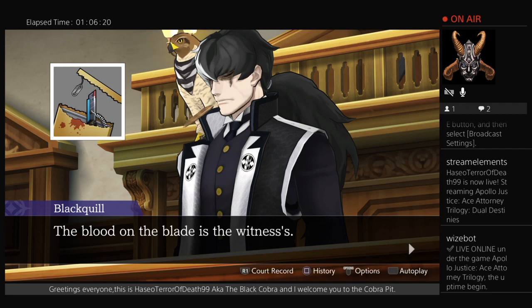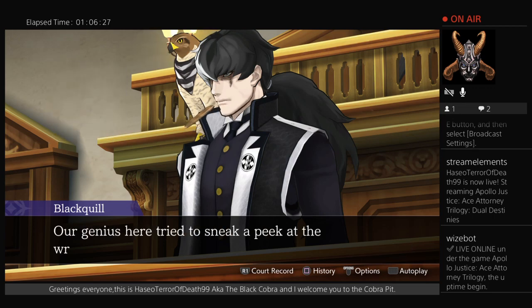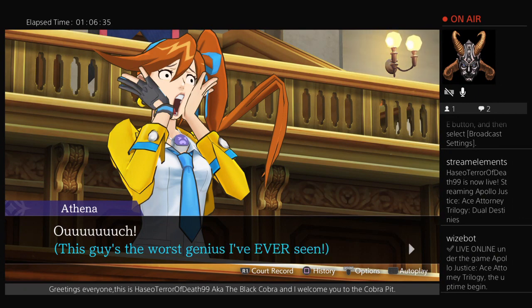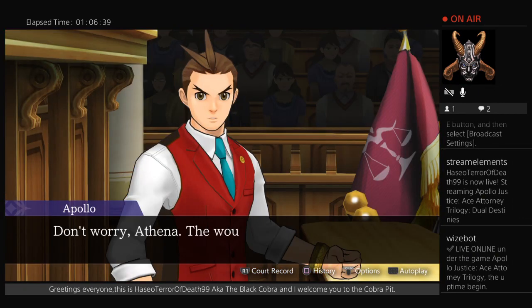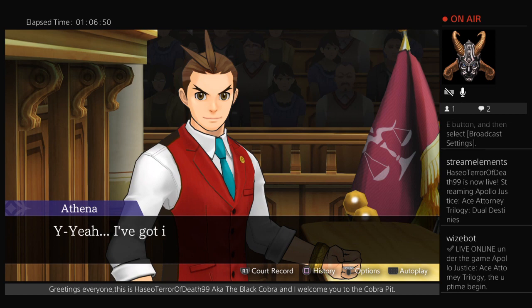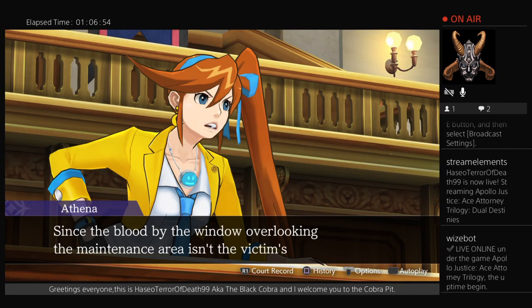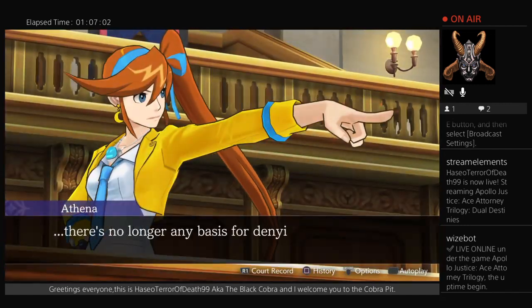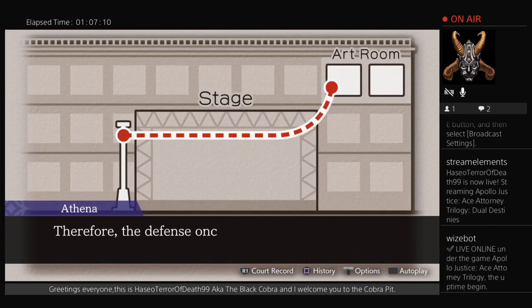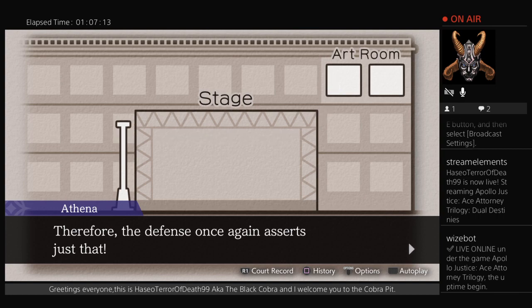Miriam wasn't kidding when she said that. The blood on the blade is the witness's. Our genius here tried to sneak a peek at the wrong script and paid for his foolishness. The wound isn't that deep, we still got the wire theory. Since the blood by the window overlooking the maintenance area is not the victim's, there's no longer any basis for denying the body was moved using the wire and the banner. Therefore, the defense once again asserts just that.